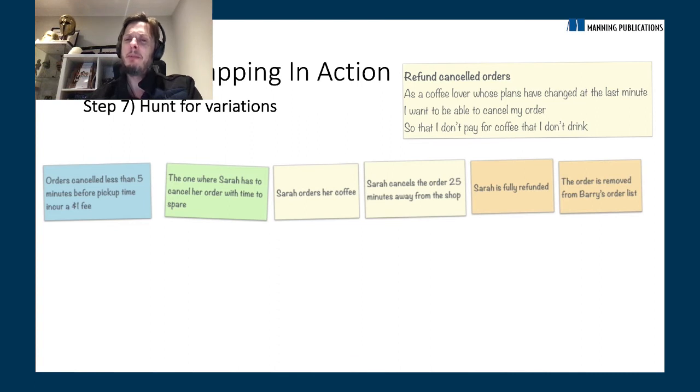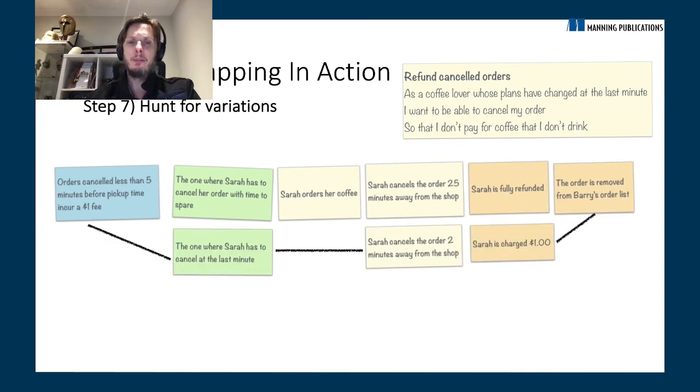But then we might say, well, that's a pretty boring outcome. That's exactly the same as the first one. We don't need to worry about it. But what if it's 2 minutes? If Sarah cancels the order 2 minutes from the shop, in that case, we have a different outcome. She's not fully refunded. She's charged $1. And so we add another example.